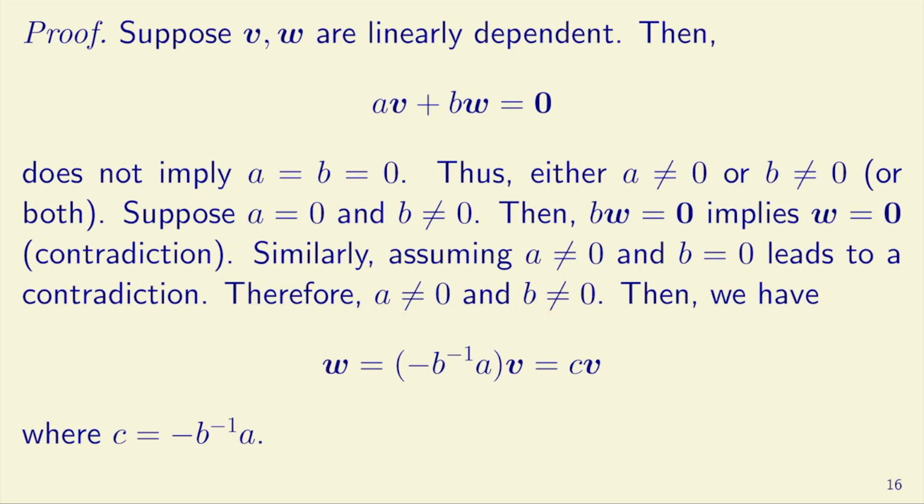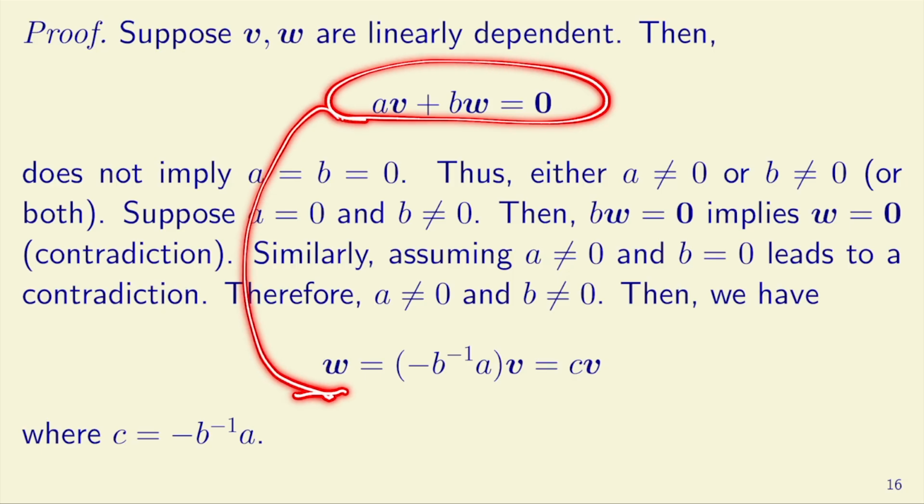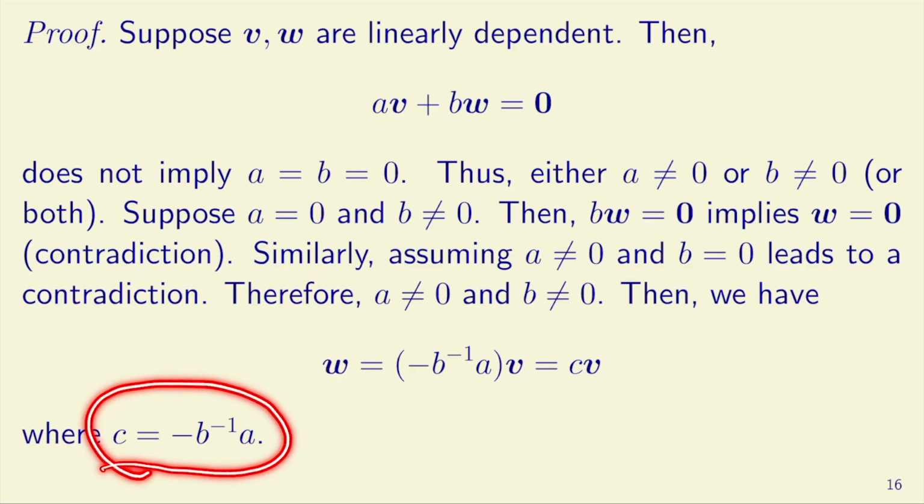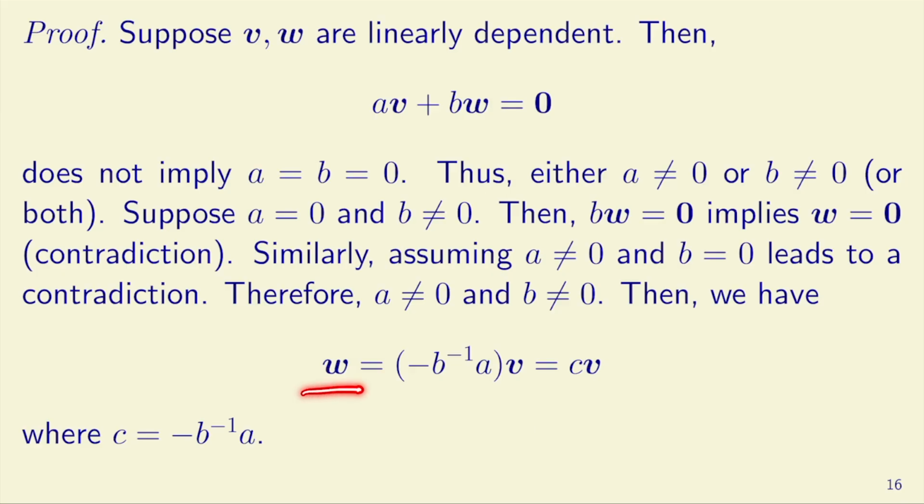Since b is non-zero, we can divide by b and rearrange the equation av plus bw equals 0 to get bw is equal to negative av, which means w is equal to negative b inverse times a times v. Let c equal negative b inverse a, so we have w equals cv, which means w is a scalar multiple of v and thus they are parallel. Excellent explanation for the first part. Now, what about the converse?